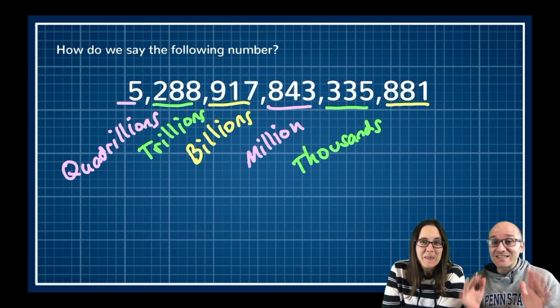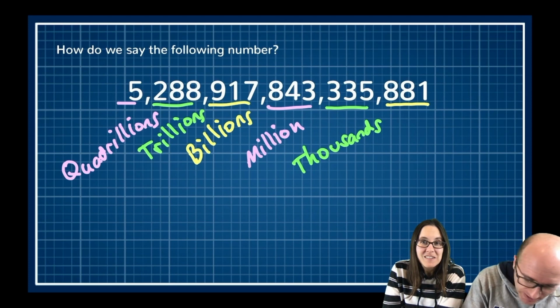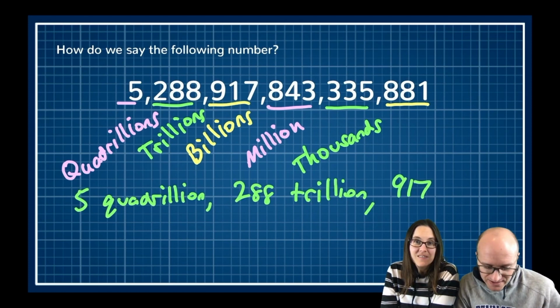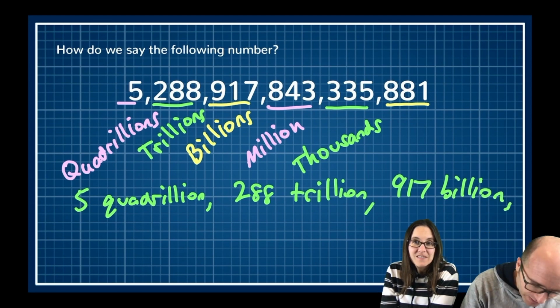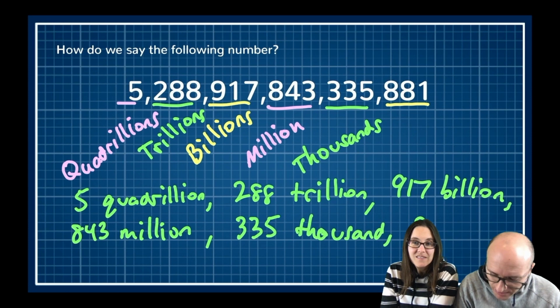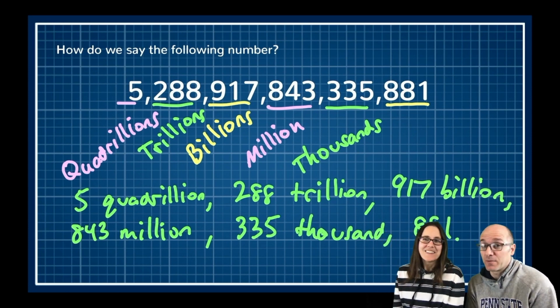All right, so how do we say this number out loud? Well, we would say, I'm going to write it out. This is 5 quadrillion, 288 trillion, 917 billion, 843 million, 335,881. Whoa. That's a big number.